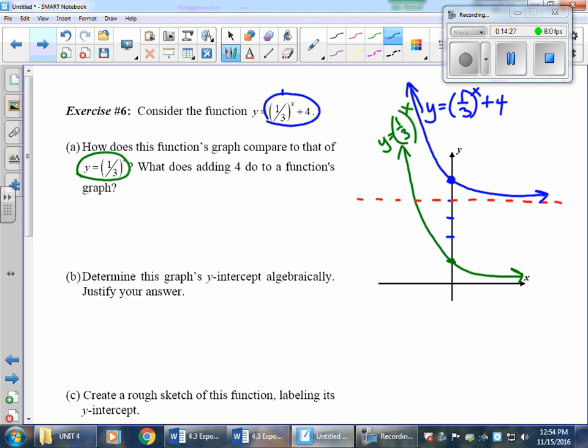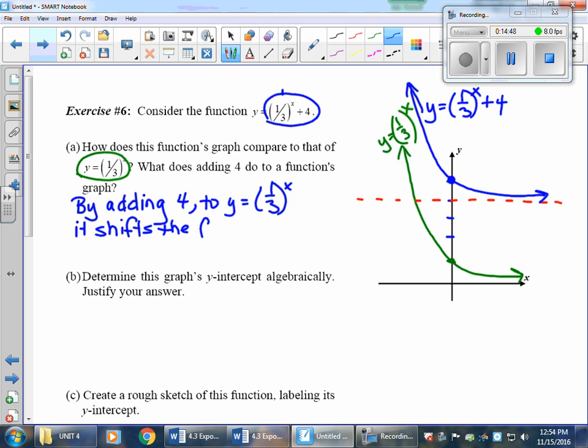So what does adding 4 do to the function's graph? By adding 4 to y equals 1/3 to the x, it shifts, I like that word, shifts the function vertically, and you can even say vertically up because it's positive 4 units.